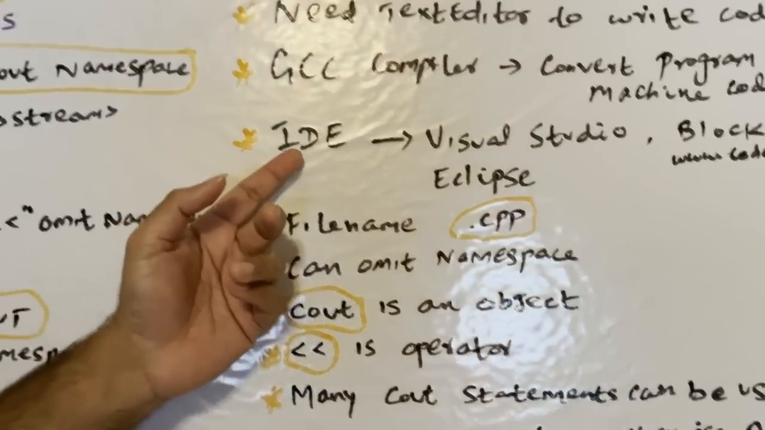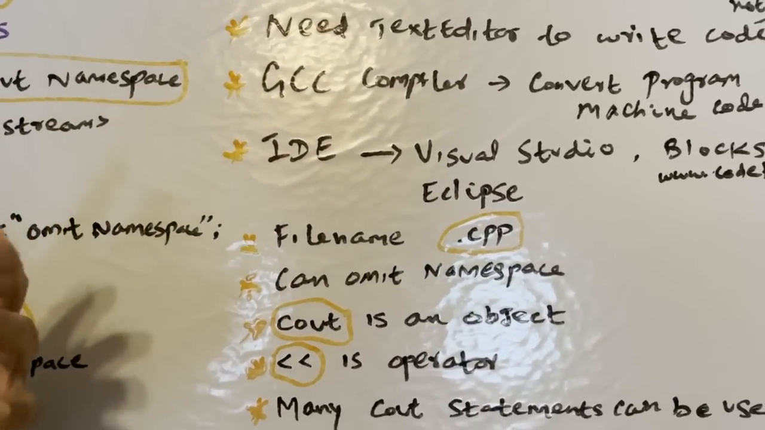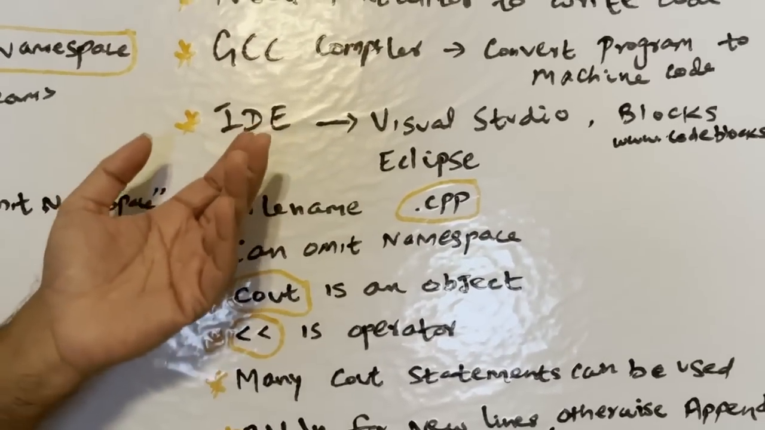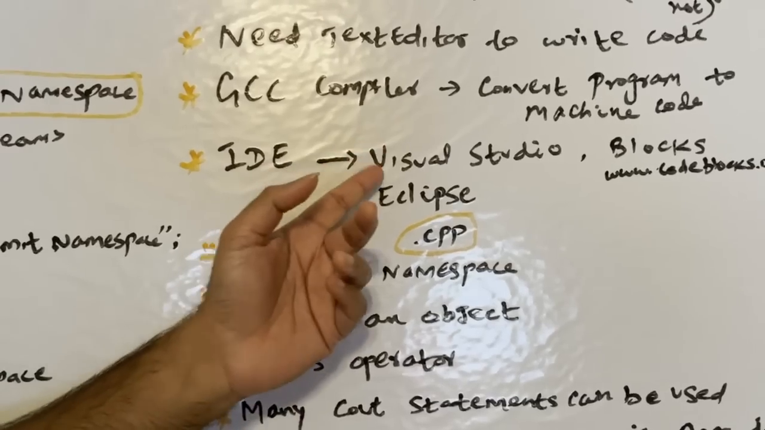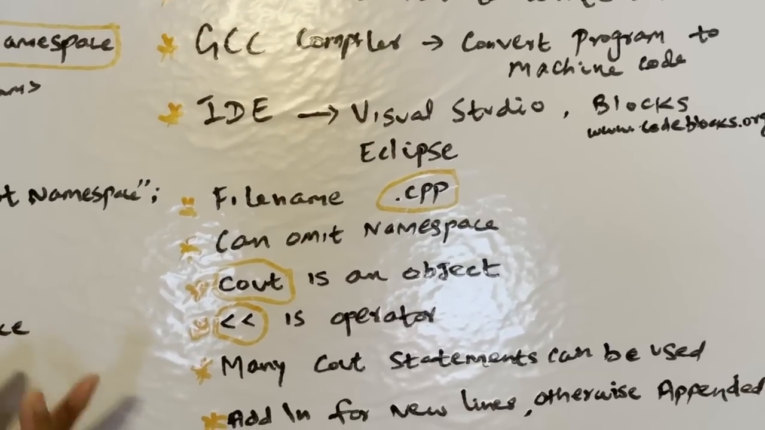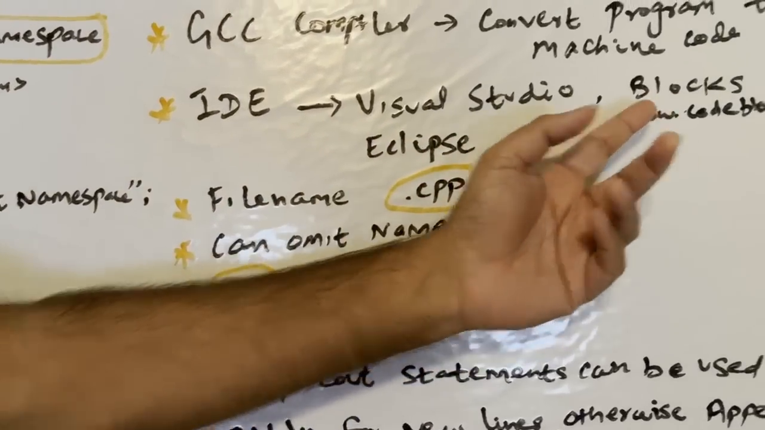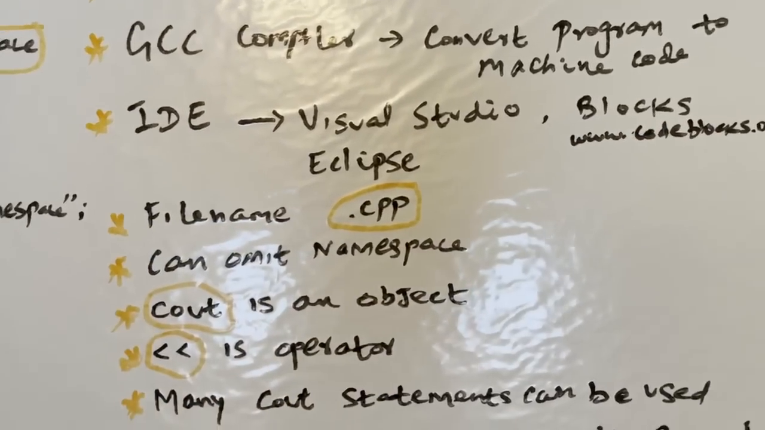This is the IDE, Integrated Development Environment. It's a collection of tools to make development easy for any language. Some of the commonly used ones for C++ are Visual Studio. There is another thing called Visual C++. Eclipse is another development environment. There is Code::Blocks, which you can download from codeblocks.org.